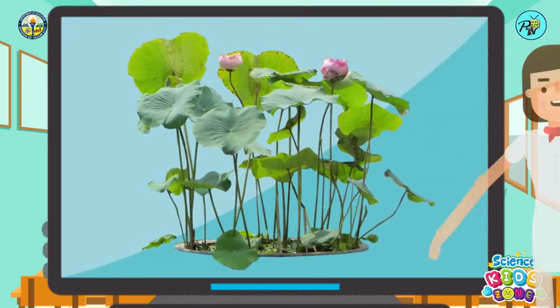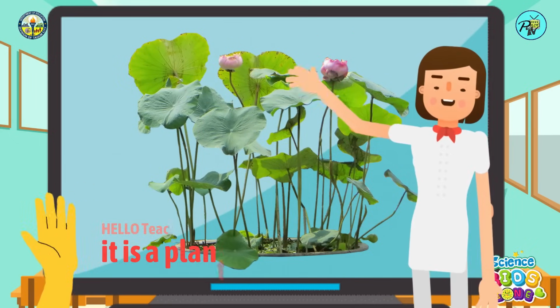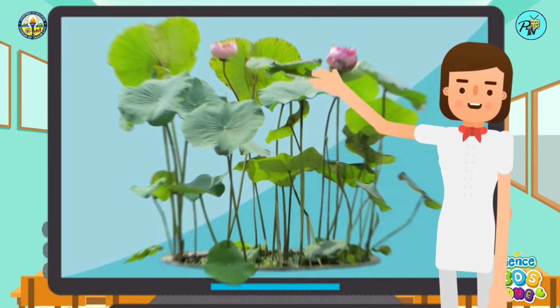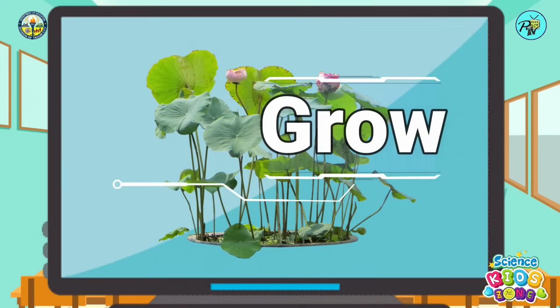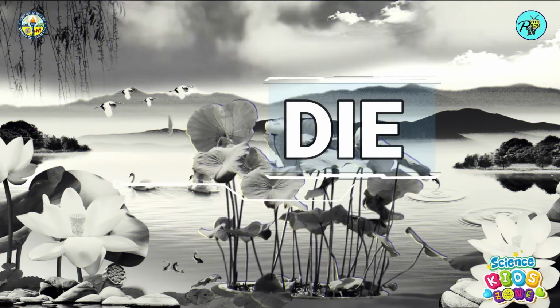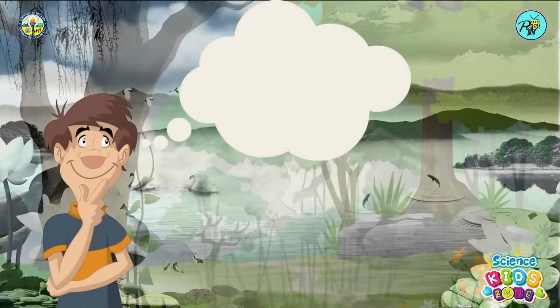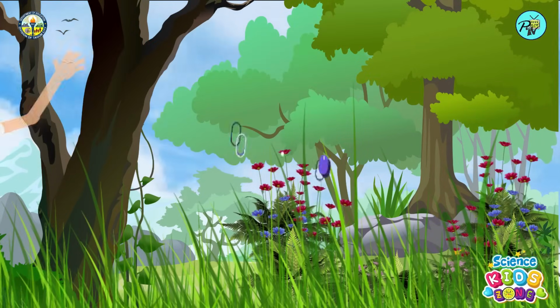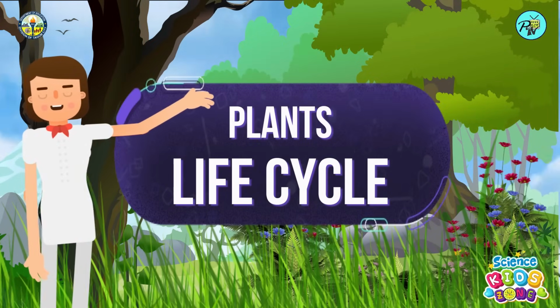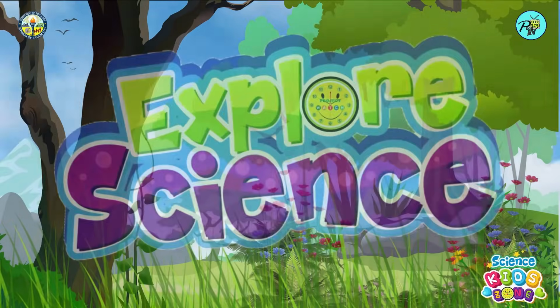Look at this picture. What do you think this is? Yes, it is a plant. And what do you think makes a plant grow and what causes it to die? How does this plant propagate or reproduce? Is it because of the plant's life cycle? Now let's explore it.